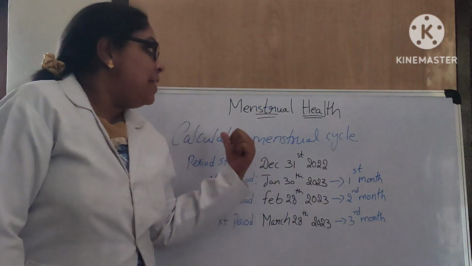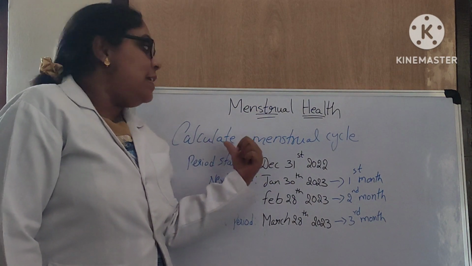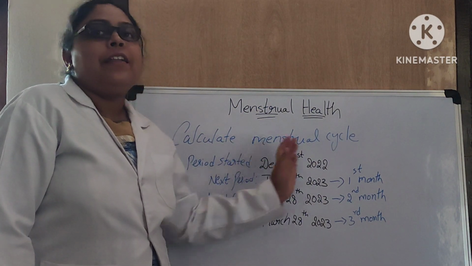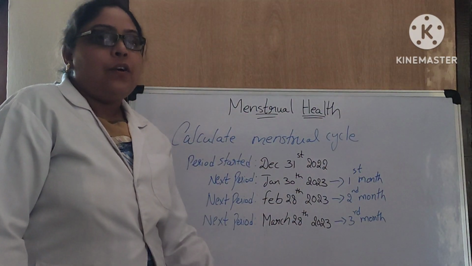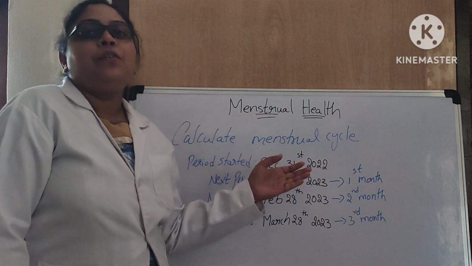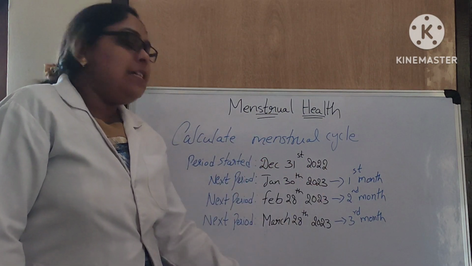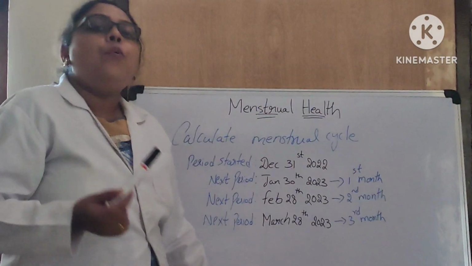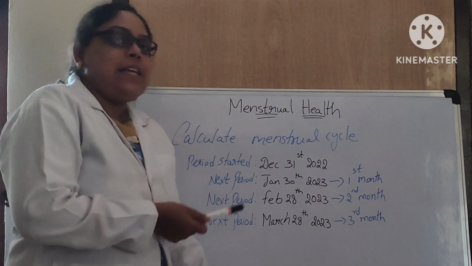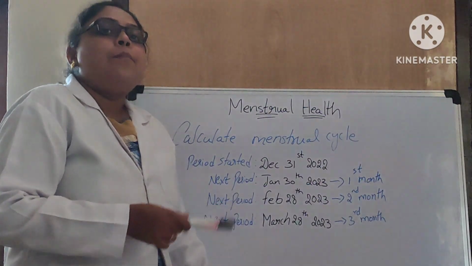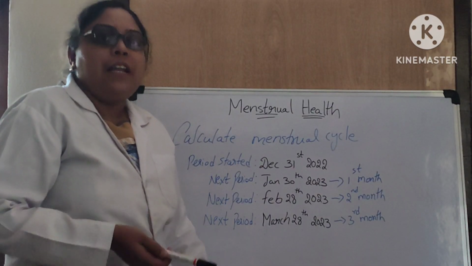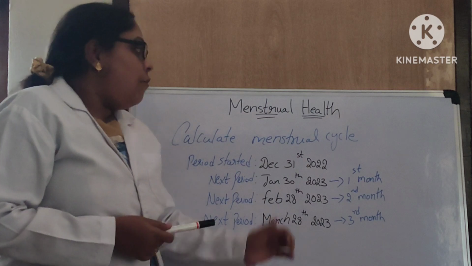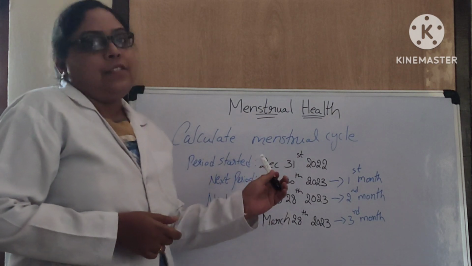So what is menstrual health? It is about whether they are having regular menstrual cycles or not. If there is any irregularity, you should be able to find out. And as a nurse, you should educate women and teenagers on how to calculate the menstrual cycle, so they can find out whether they have any irregularity or not. So how do we calculate it? We'll discuss now.